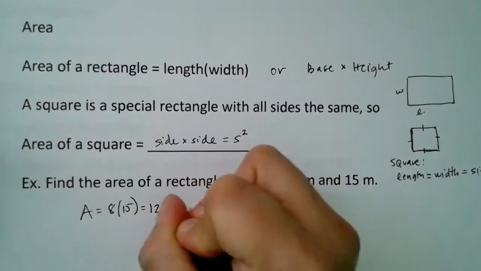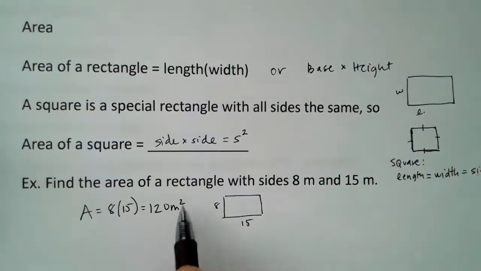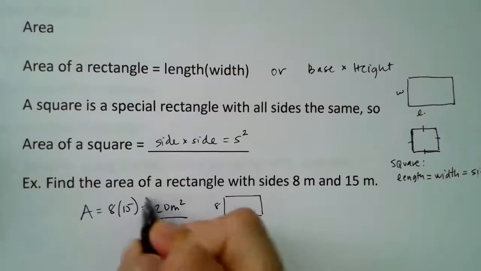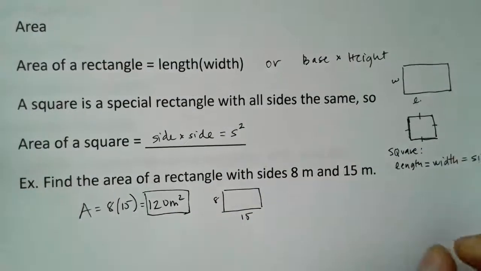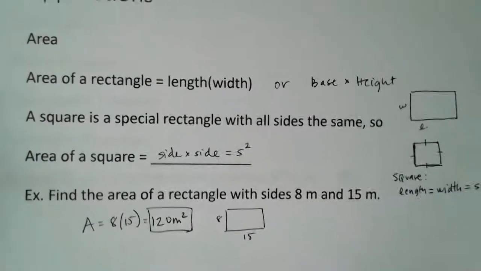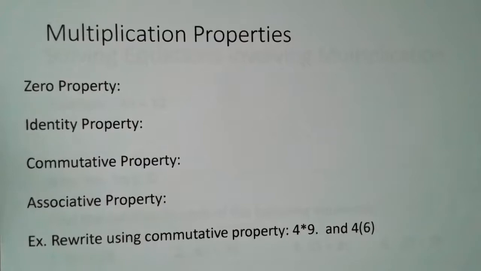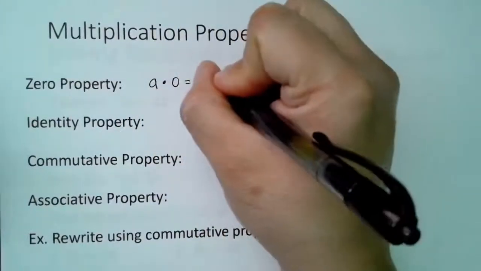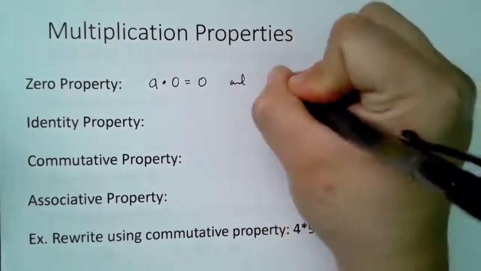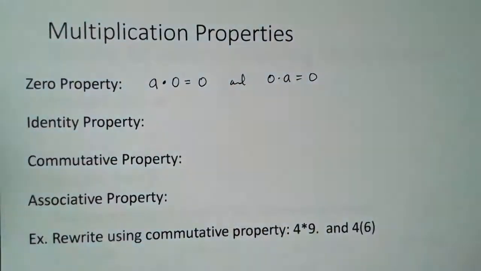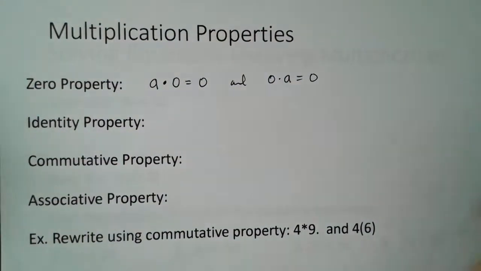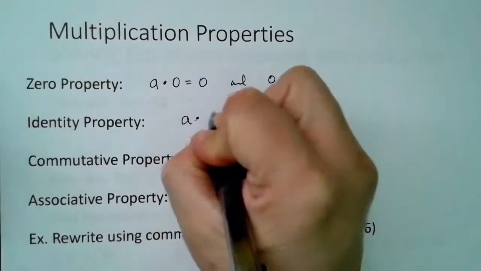Okay, cool. What are some properties of multiplication? We have some super fun multiplication properties. So we have the zero property. If you have a number times 0, that's equal to 0. And we can also say that 0 times any number will equal 0. So that's the zero product property. And then we have the identity property. If you multiply any number by 1, you get the same number back. You can also say it in the other direction: 1 times any number is still that number.